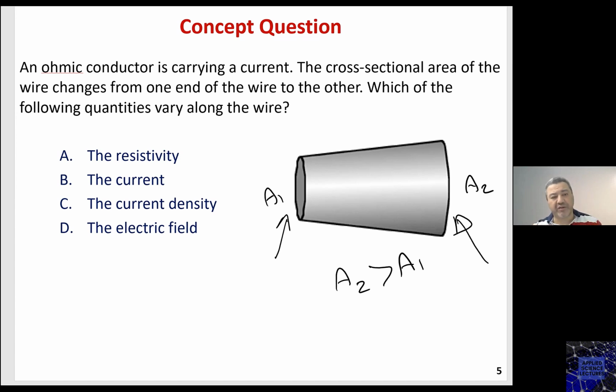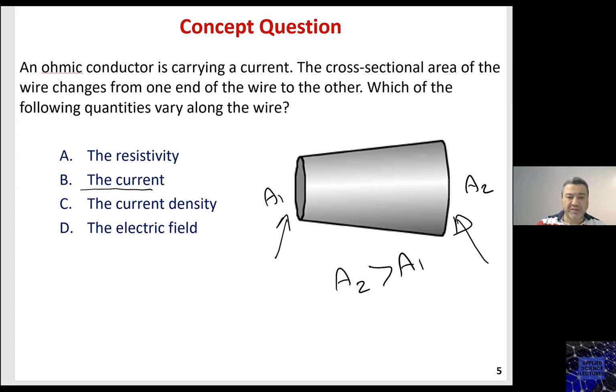What else? The current. The current does not change. The current is the same in the structure or in the conductor. The current does not change at all. Current is staying the same regardless of the variation that happens. We will always have one current.